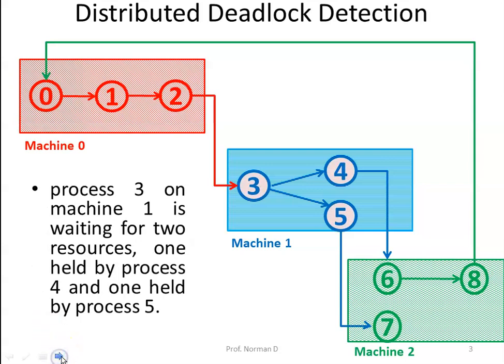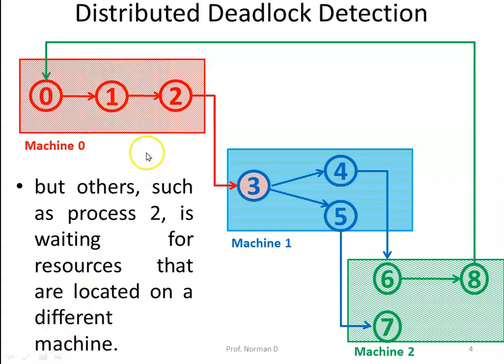Whereas on machine 1, we can see that process 3 is waiting for some resources which are held by process number 4 and process number 5. Whereas on machine 2, process number 6 is waiting for some resources which are held by process number 8. So this is about the local processes on each machine.